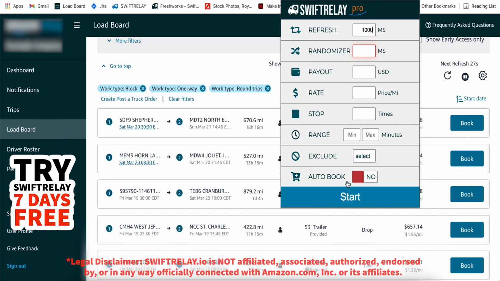If I hit start, it would start refreshing at every 1000th millisecond. So it would work like a clock or a robot. It would refresh at 1000, 1000, 1000, 1000 milliseconds. But what is a randomizer?